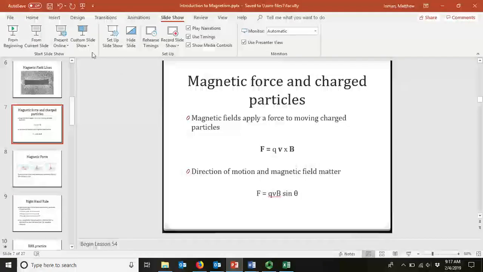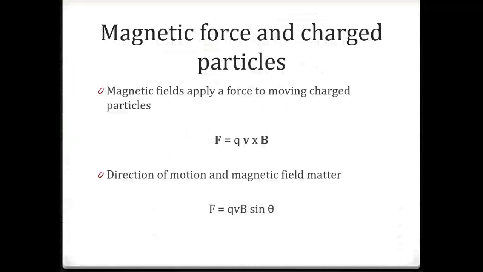Alright, so in this lesson we're going to start looking at the magnetic force on charged particles and how the magnetic field will apply a force on a moving charged particle. If you have a charged particle that's moving through a magnetic field, it applies a force on that charged particle, and the magnitude of that force is given by Q times V times B times the sine of the angle between V and B.